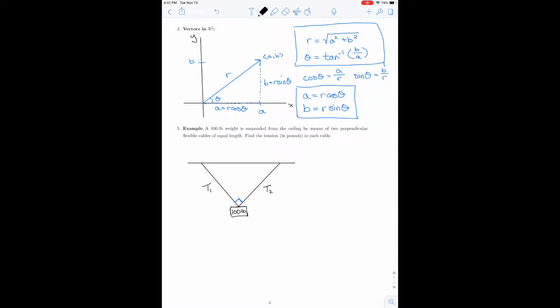So in order to do this, I'm going to draw what in physics they would call a force diagram. So at this point, the weight has gravity pulling down on it. So that force due to gravity is going to be 100 pounds. And then on the right side, there's a cable pulling with a tension T2. And on the left side, there is a cable pulling with a tension T1.